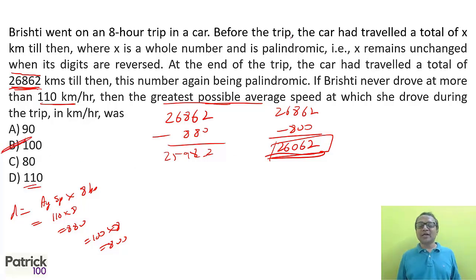Right? Actually, you can make out from looking at the number. If I put 8 as 0, you get 26062, which can be read front and back same. So in 8 hours, you can travel 800 kilometers. So speed will be 100 kilometers per hour. 110 doesn't satisfy. So that's the answer.